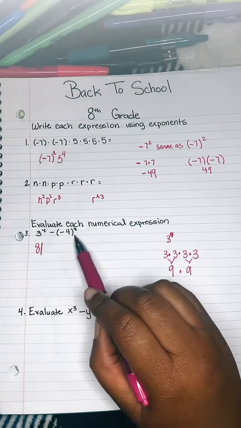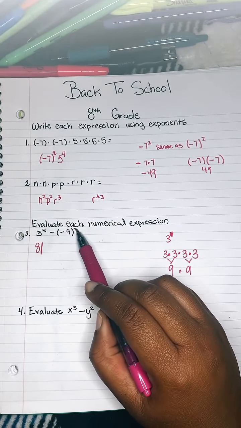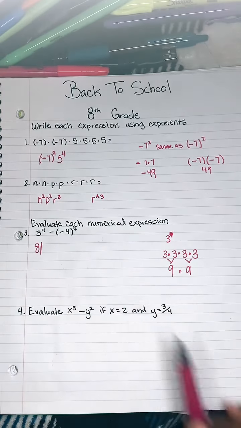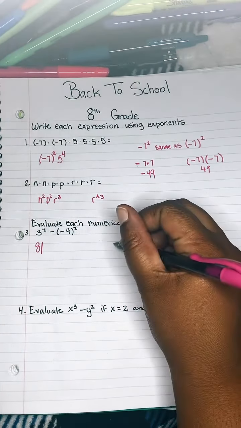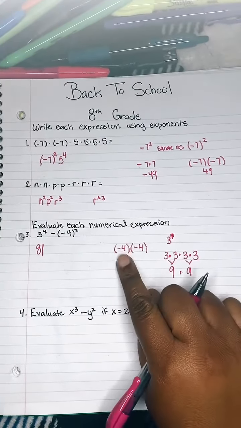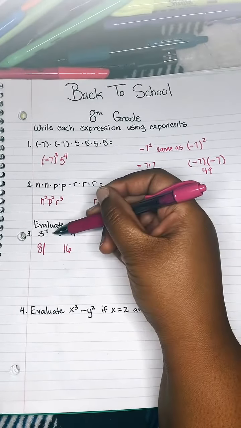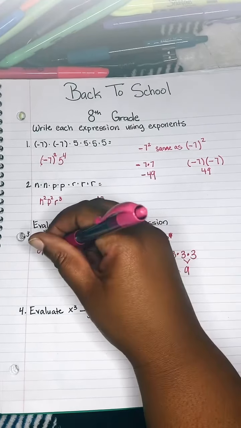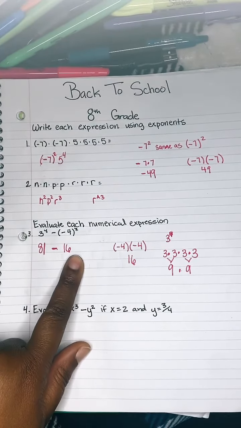Now we have to do this exponent. So remember, this is parenthesis negative 4 squared. Can you guys tell me what negative 4 squared is in the calculator? Negative 16? Good, 16. Because remember, this negative 4 is times negative 4, and a negative 4 times a negative 4 is 16. So I'm going to put 16 here. But we have this minus sign that we have to drop down. So then we're going to do 81 minus 16.